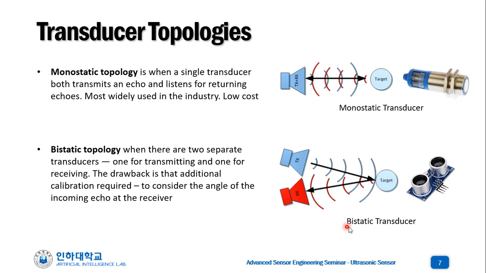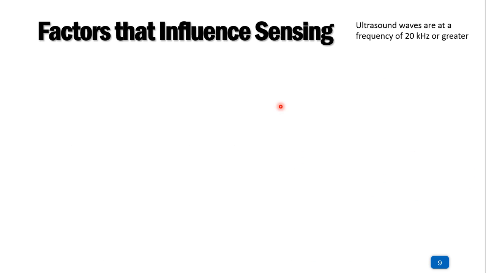And here is an illustration of a bistatic transducer. Maybe this sensor is very familiar, because a lot of people use this type of sensor with Arduino. Let's talk about factors that influence sensing.